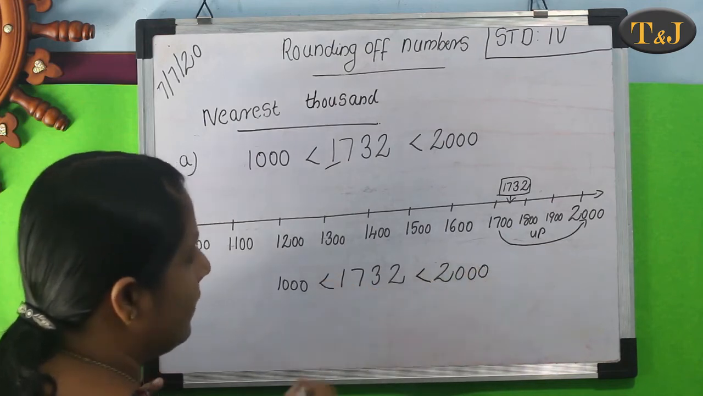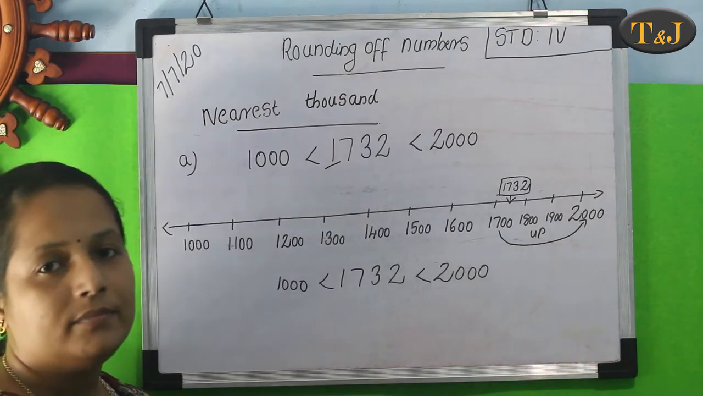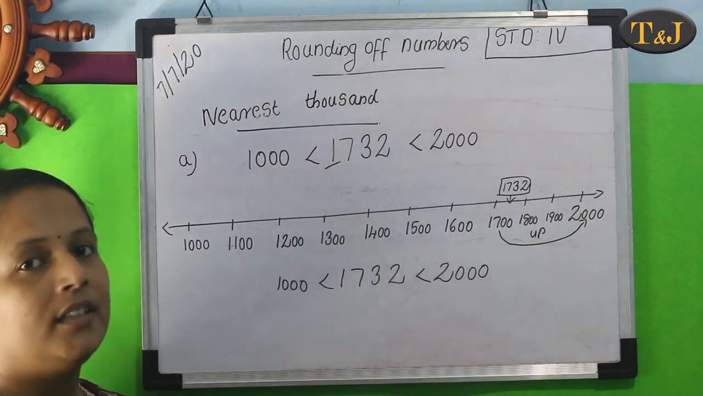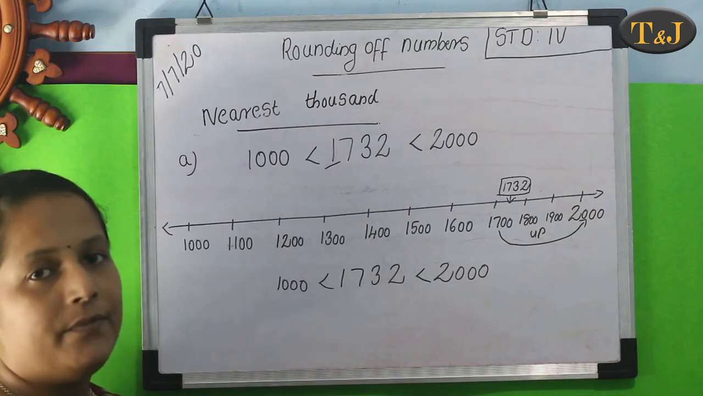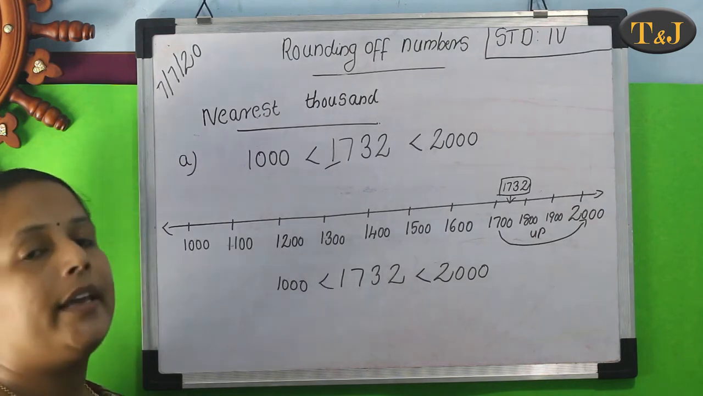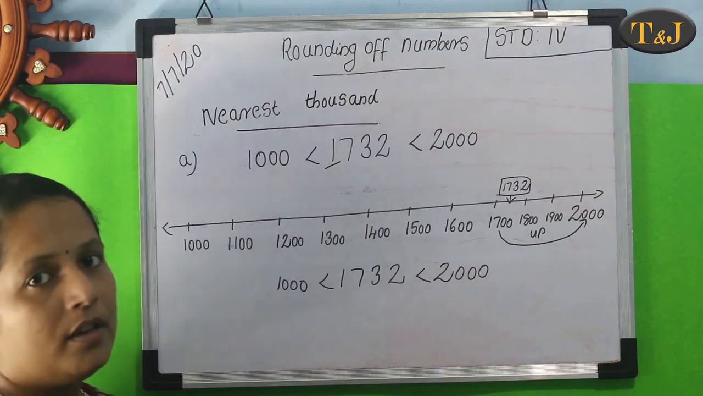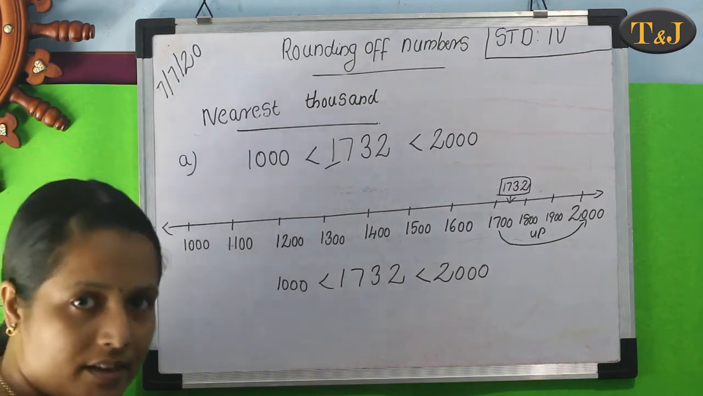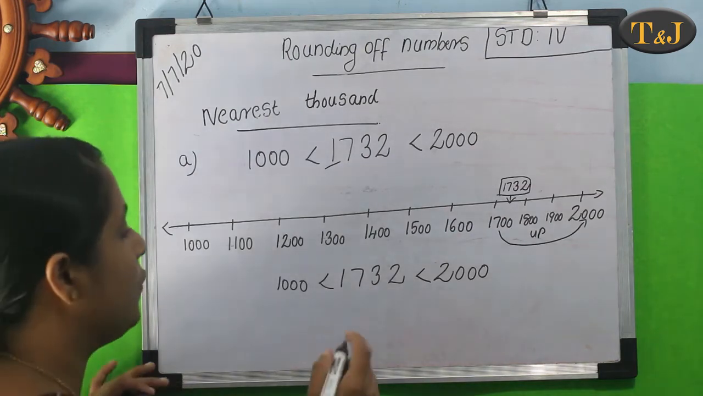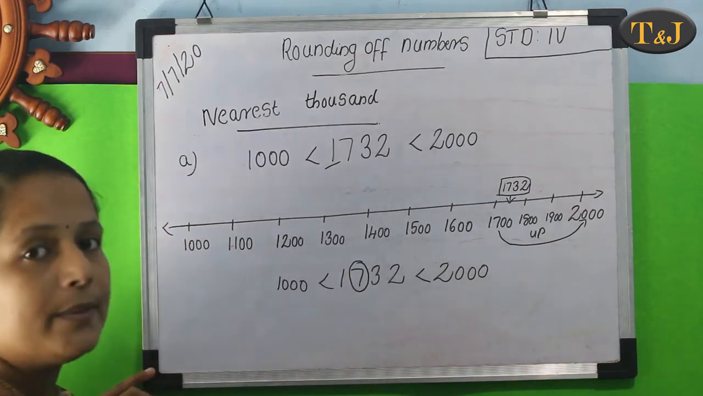Next we take the value. Do you have any idea which value we have to take? In the case of nearest 10, we take the 1's place value. In the case of nearest 100, we take the 10's place value. So, yes, in the case of nearest 1000, we take the 100's place. So we mark it as 100's place. Here our 100's place value is 7.